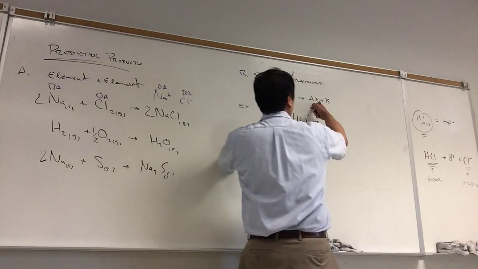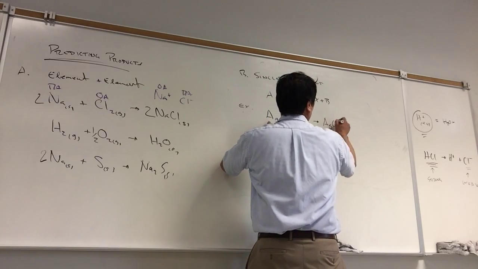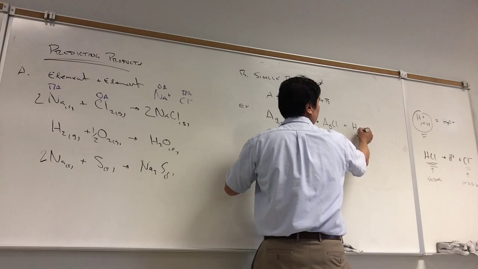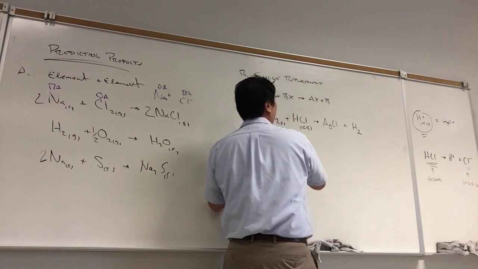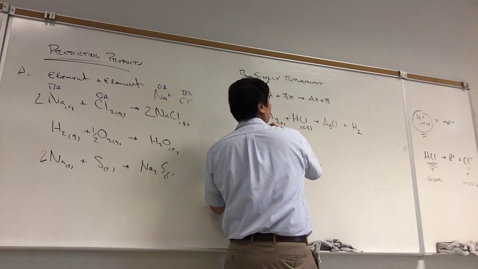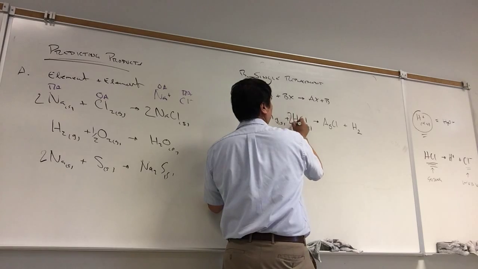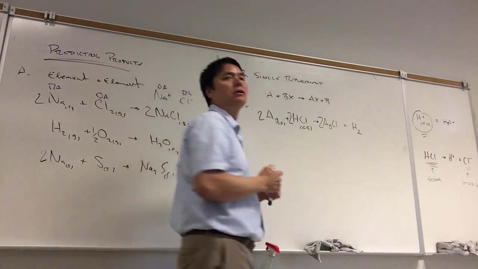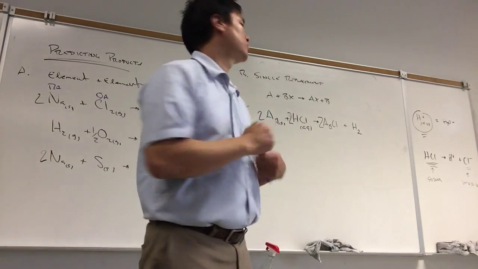Well, follow the pattern. AX, silver chloride, plus B, hydrogen. But hydrogen is not monatomic. Hydrogen is diatomic, so we need to balance this. I'll need 2 of these, 2 of these, and one of those: H2 gas.